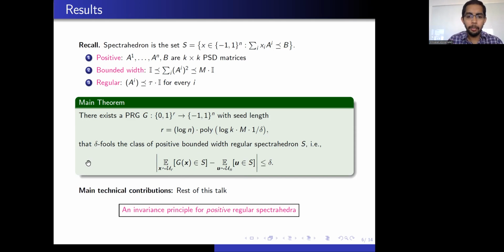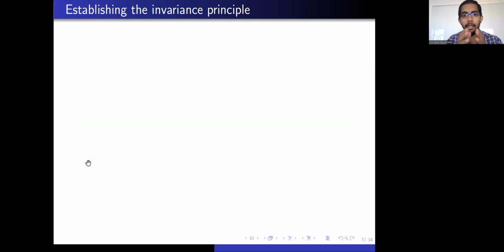And the main technical contribution, which I'll be talking about for the rest of this talk, is an invariance principle for positive regular spectrahedra. The proof of this goes very similar to the work of Harsha, Klivans, and Meka in 2013. For the next couple of slides, let me first sketch how they prove an invariance principle for polytopes. Based on that idea, we will carry on to prove invariance principles for positive regular spectrahedra.